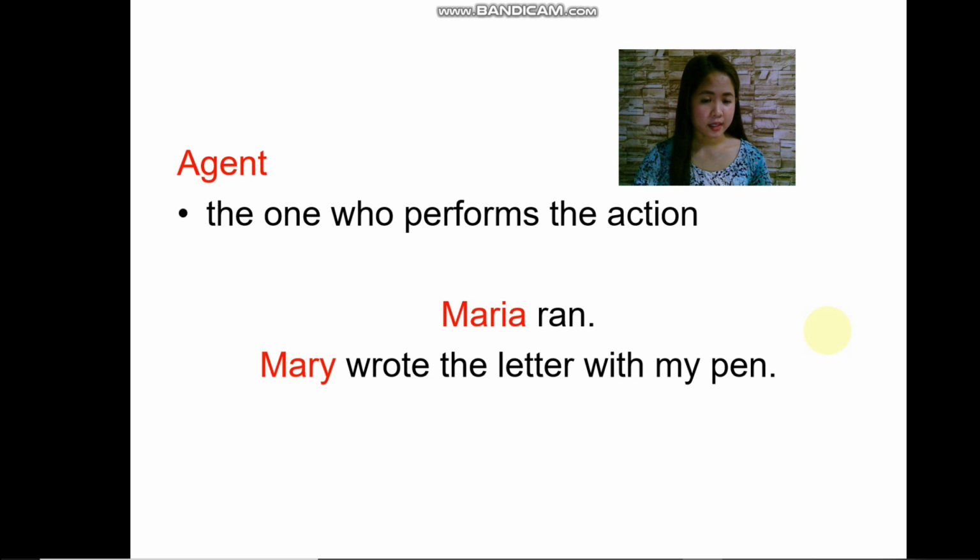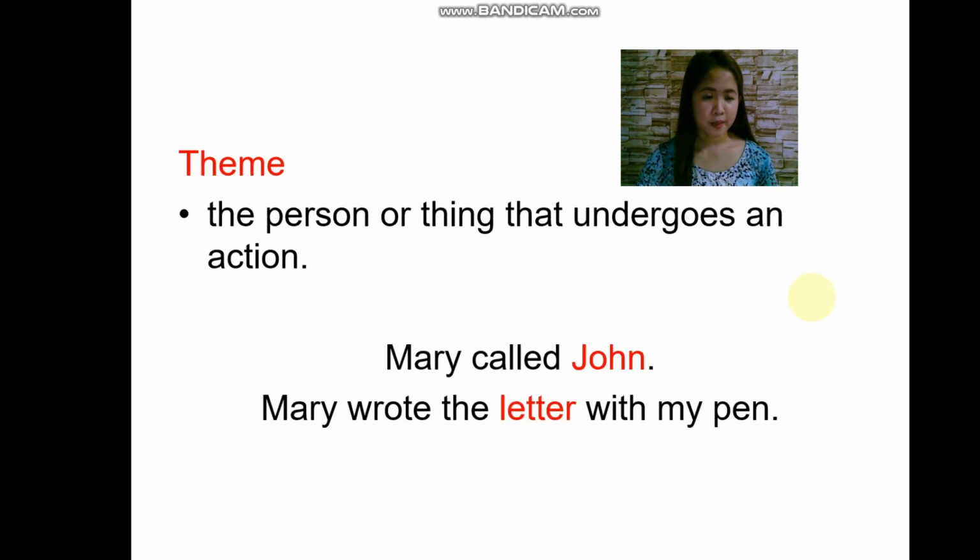The second sentence, Mary wrote the letter with my pen. Who wrote the letter with my pen? And the answer is Mary. Therefore, Mary is the one who performs the action. If you notice, the agent also functions as the subject in the sentence because they are the doer in the sentence. For the next thematic role, we have theme.